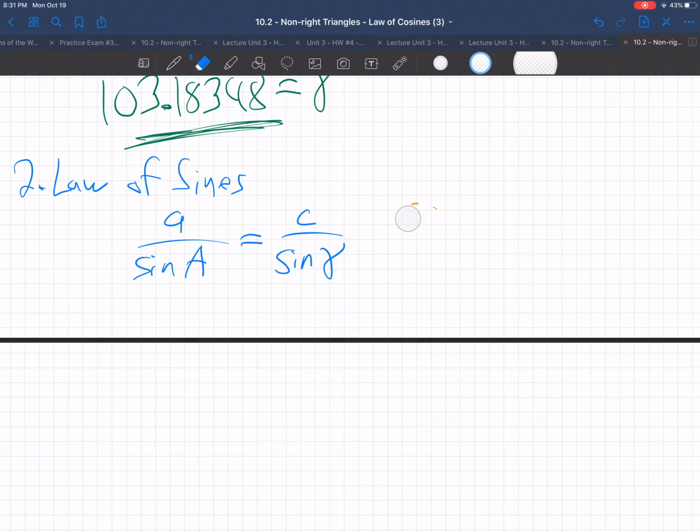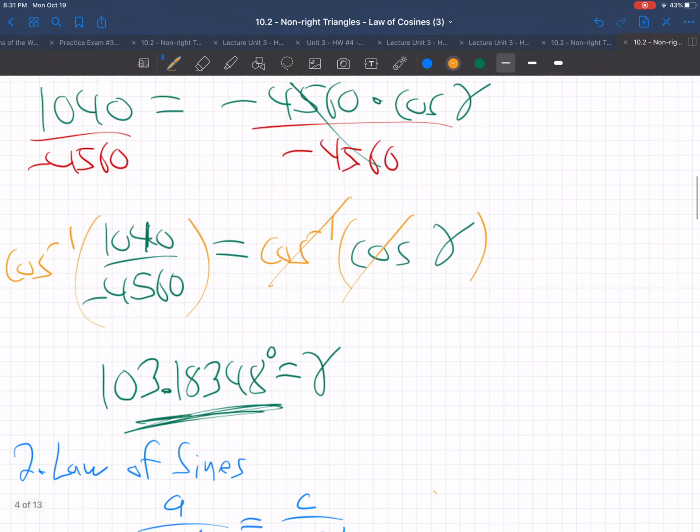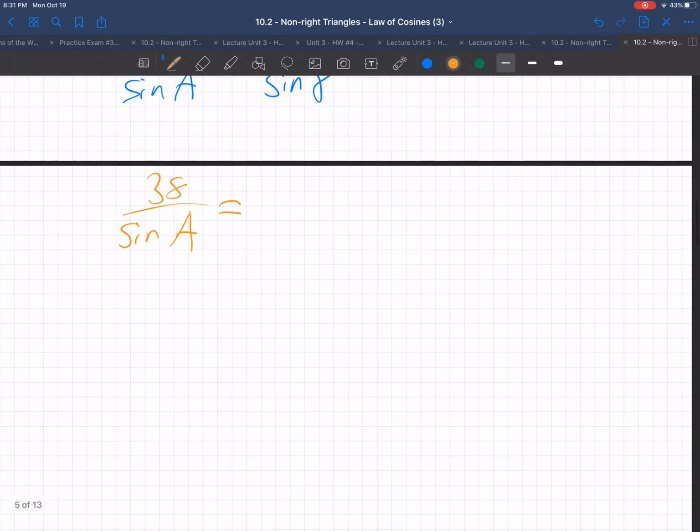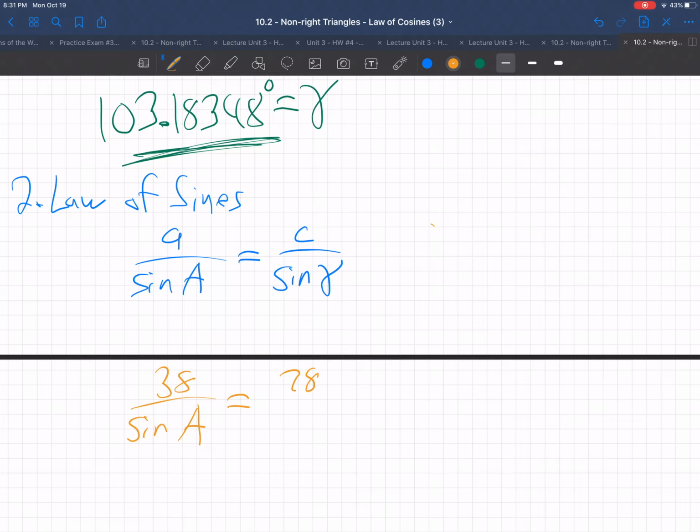I could just come down here, I guess. Little a is 38 over sine capital A, which I don't know yet, equals little c. What was little c? I forgot. Little c is 78 over sine gamma. Sine gamma is right here.